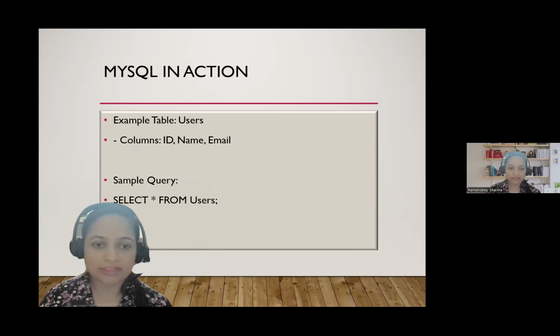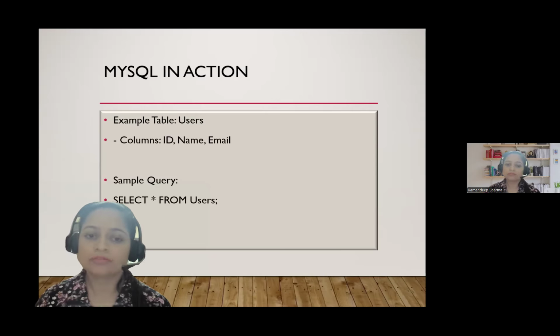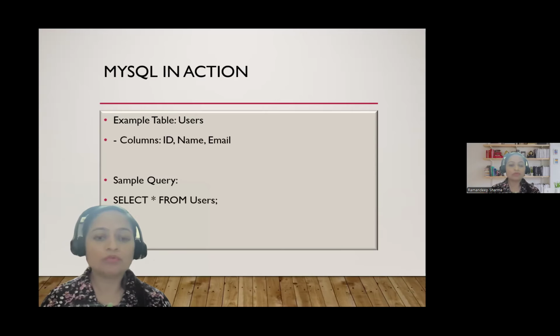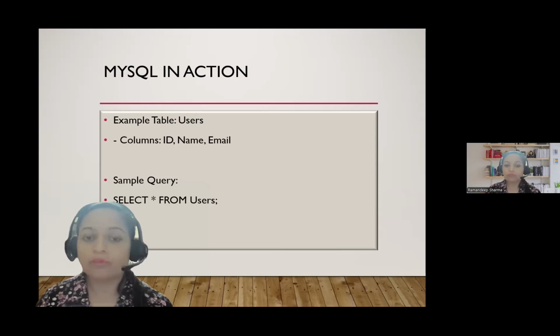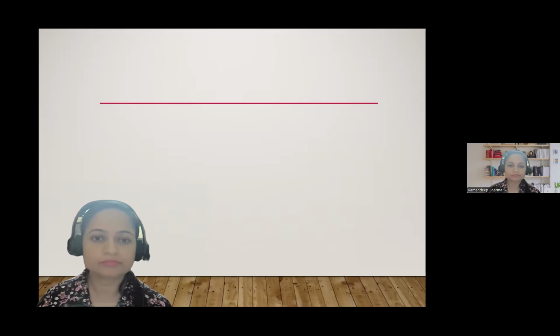We write the query as select star from users. Select is a keyword which is used to fetch the records. Star means we are fetching all the records. From is a keyword and then users is the table name. So if we want to select data from any other table, we will type select star from employees. Then it will get all the records of the employees table. Got it?